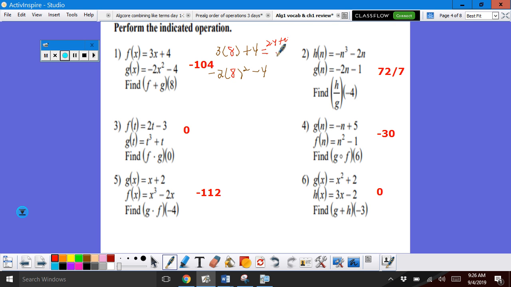24 plus 4 is 28. So the f function is 28. All right, let's look at the g function. Same process, just do the math.